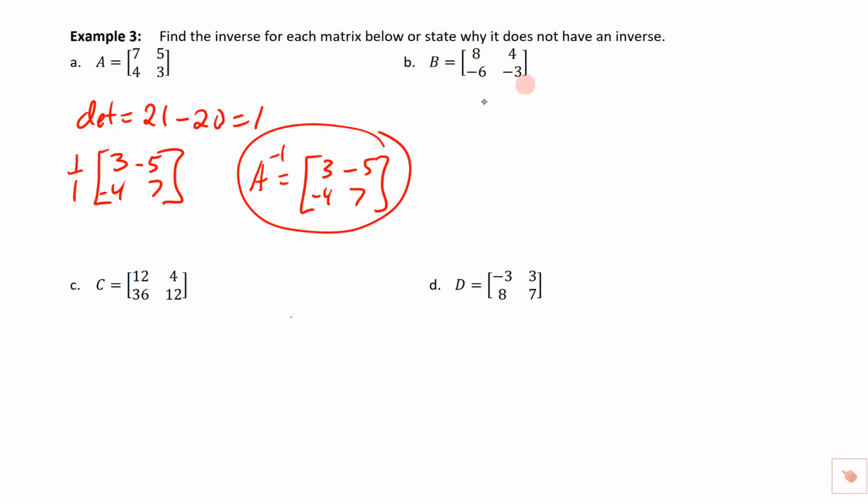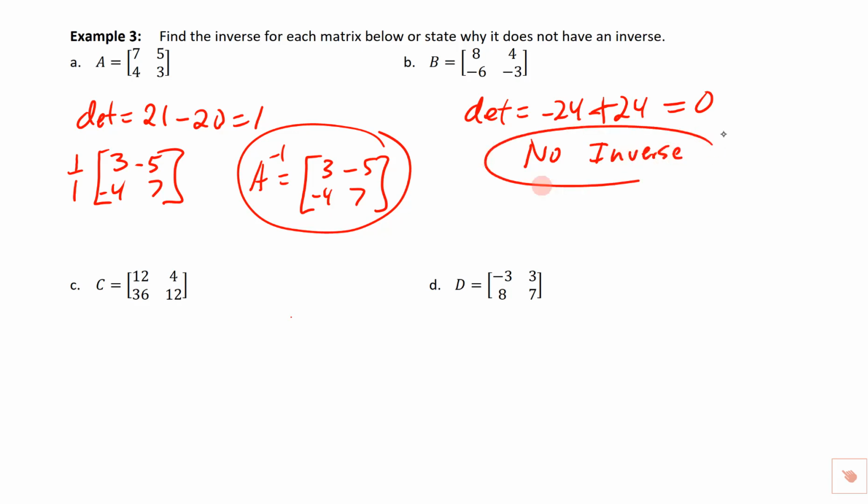So we'll multiply the downward diagonal here. So the determinant in this case, we've got a -24, write a minus. The upward diagonal, that's -24 also. That's -24 plus 24, so that's a 0. So we're going to say no inverse. Okay, no inverse, and we just say that the determinant is equal to 0. That's the reason why. So we'll slide down here, take a look at the next one.